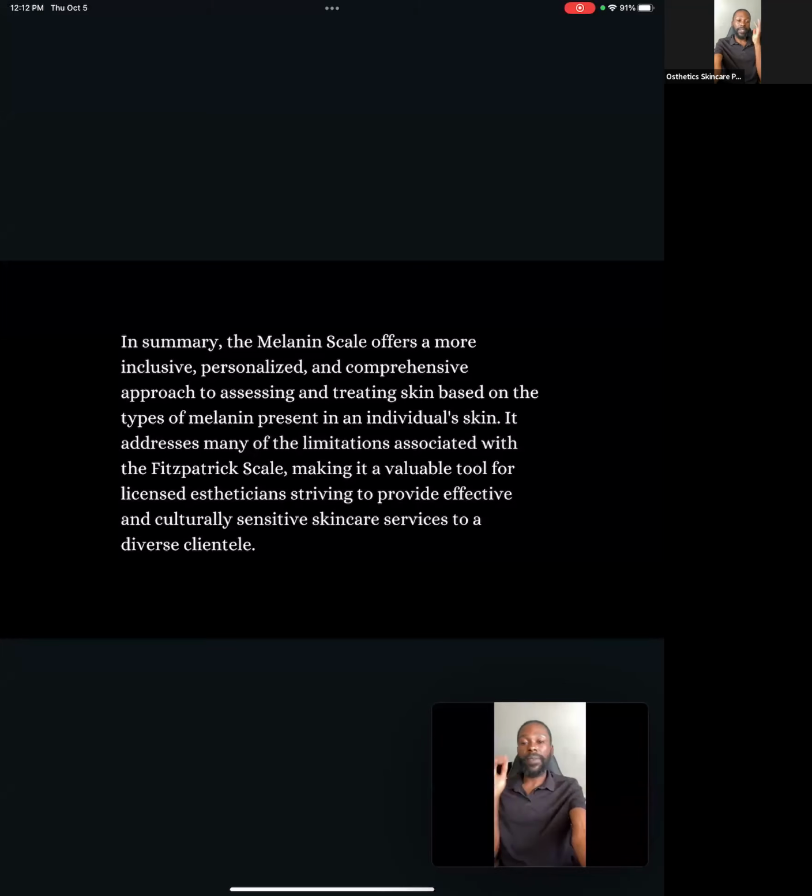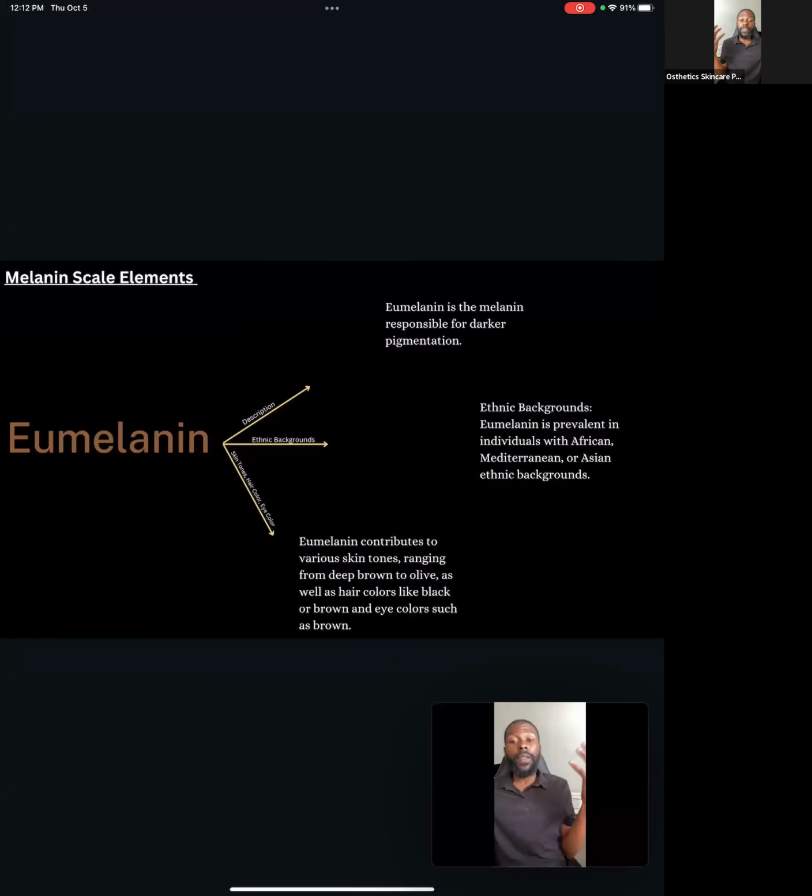Now, let's talk about those different types of melanin. The first being eumelanin. Eumelanin is the type of melanin that is responsible for individuals who have a darker pigment in their skin. So when you look at darker skin types, which we used to call a 4 through 6 on the Fitzpatrick scale, these are individuals that have eumelanin-rich skin, okay? Now, the ethnic backgrounds that are prevalent with this type of melanin would be individuals of African, Mediterranean, or Asian descent.